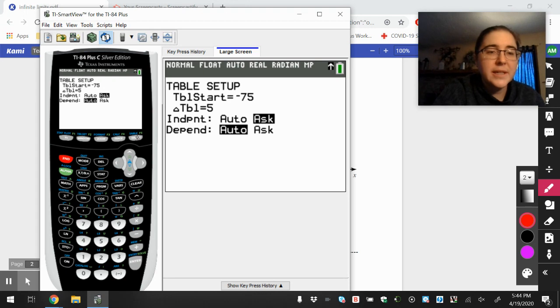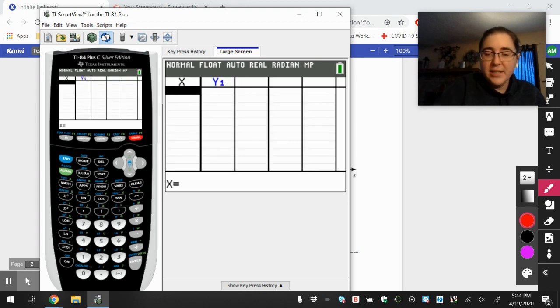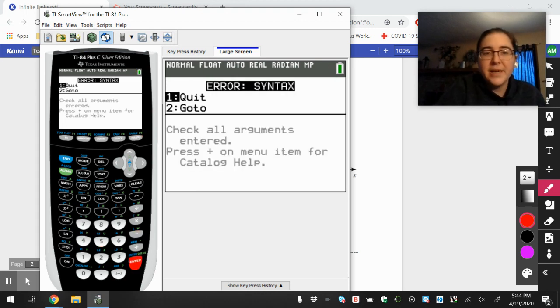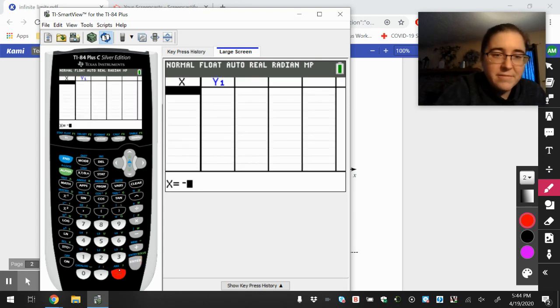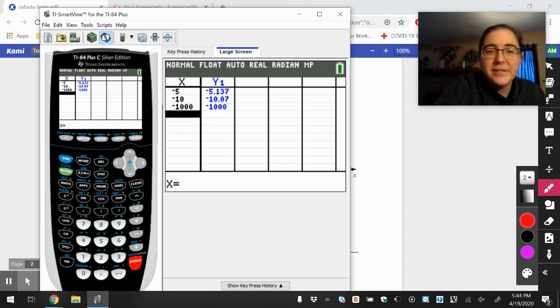So second graph. All right, so let's start with -5. Oops, I did that again, darn it. -5. There you go. Let's do -10. Okay, that's no fun. Let's do bigger. Let's do -1,000. Well, that's fun. -1,000 gives us -1,000. I didn't know that was going to happen. 10,000.